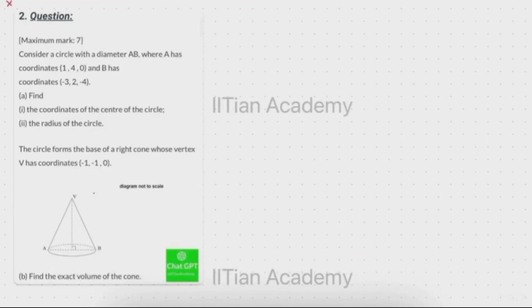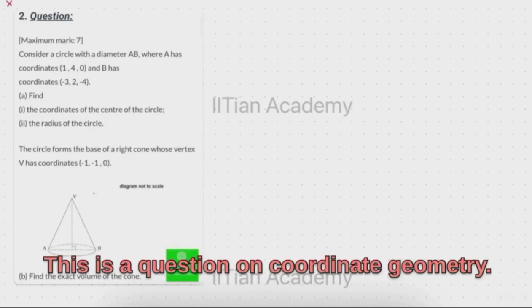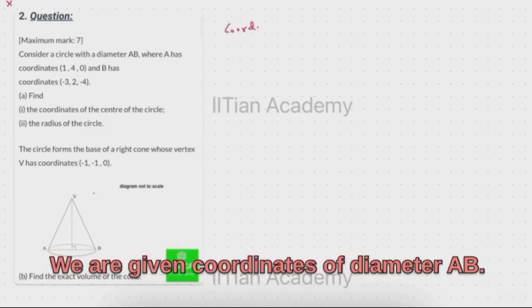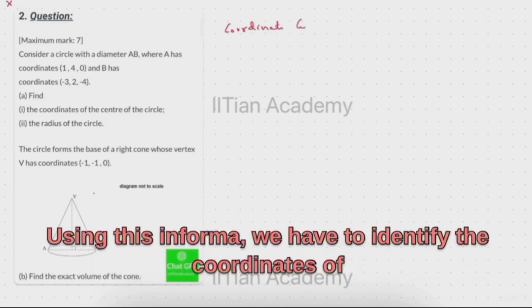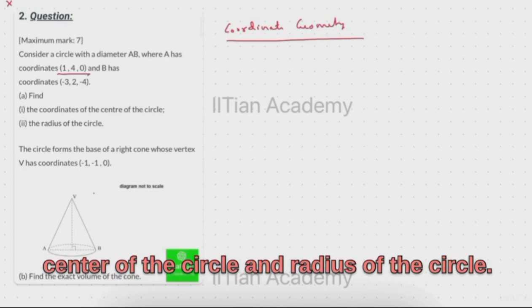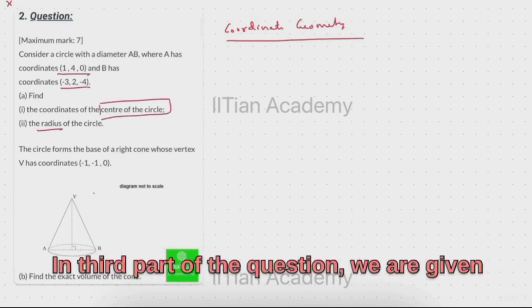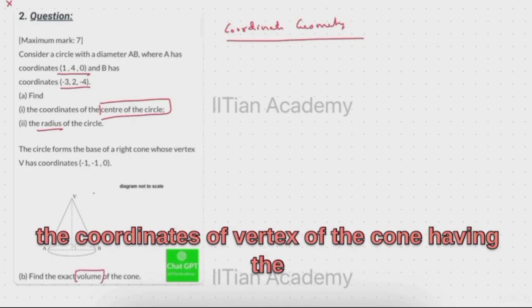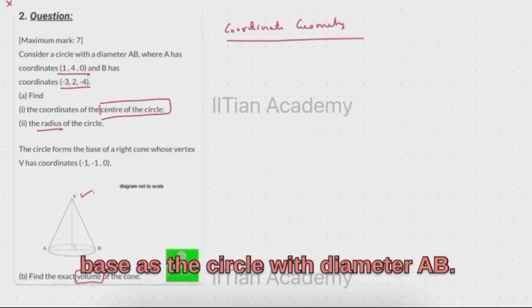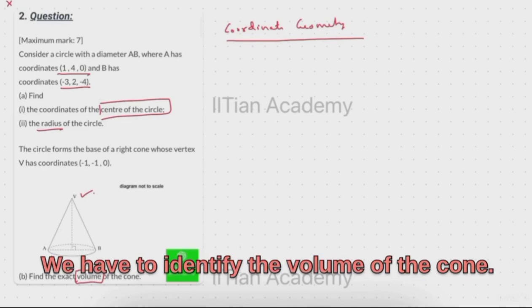This question is on coordinate geometry. We are given coordinates of diameter AB. Using this information, we have to identify the coordinates of center of circle and radius of circle. In third part of question, we are given the coordinates of vertex of cone having the base as circle with diameter AB. We have to identify the volume of the cone.